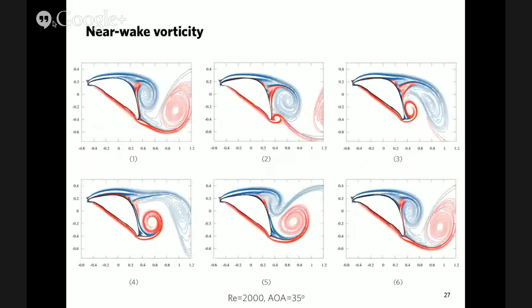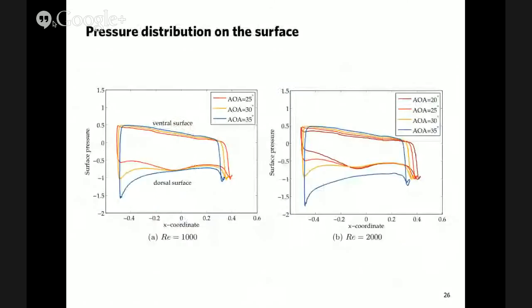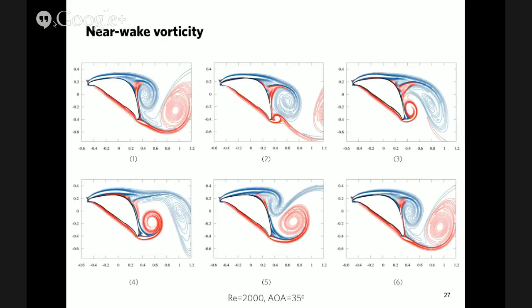So, we saw the lift coefficient, and then, obviously, looking at the surface pressure for a bluff body is the main component of the force. So, we looked at the surface pressure, and we saw this big depression in the surface pressure at angle of attack 35. And so we needed to look into the flow field to explain that.